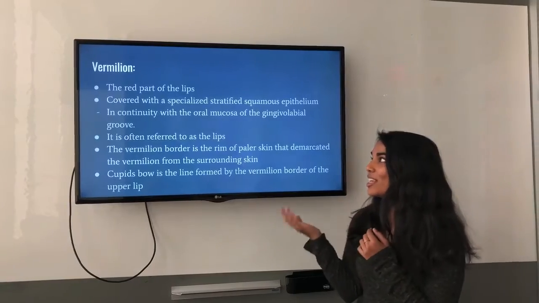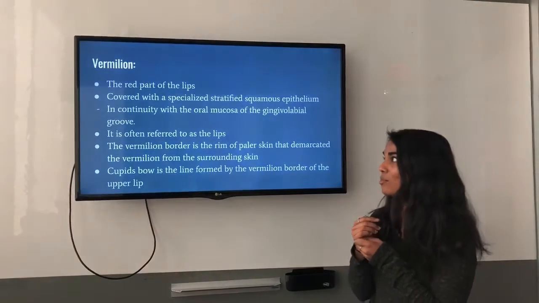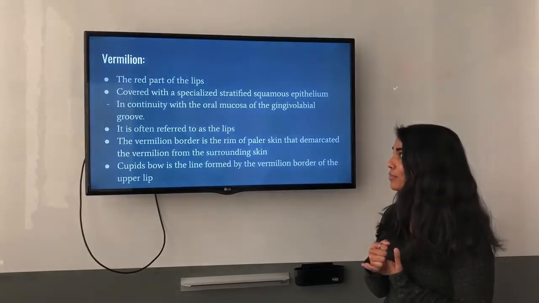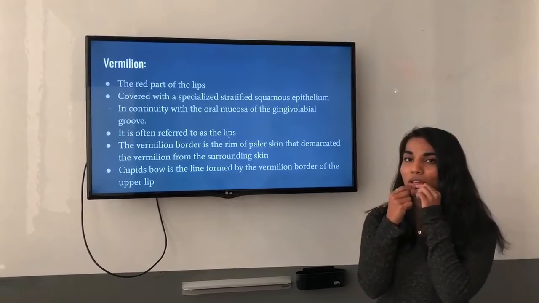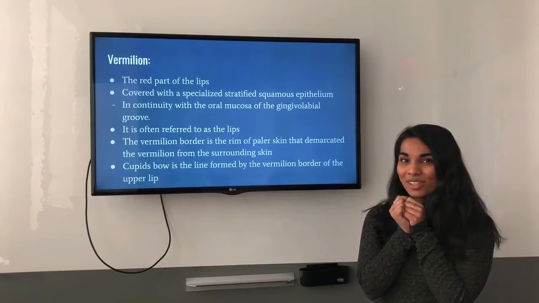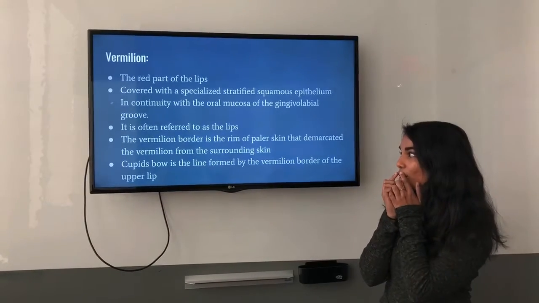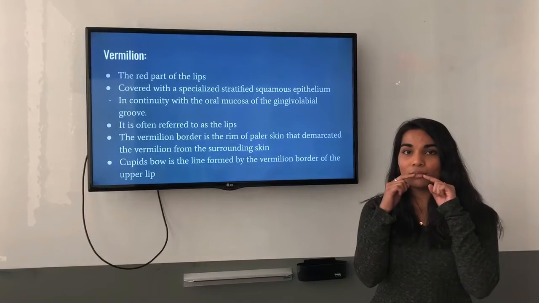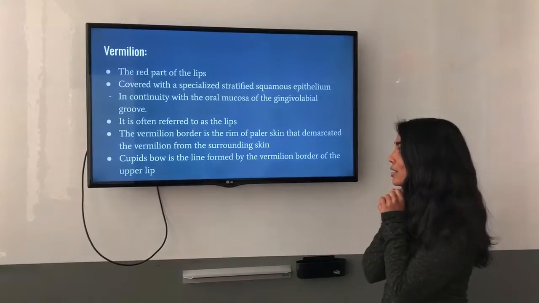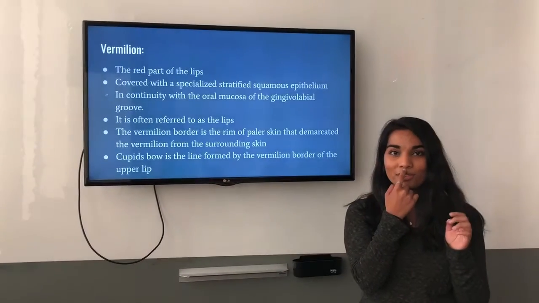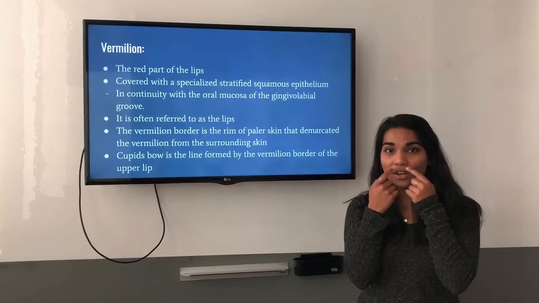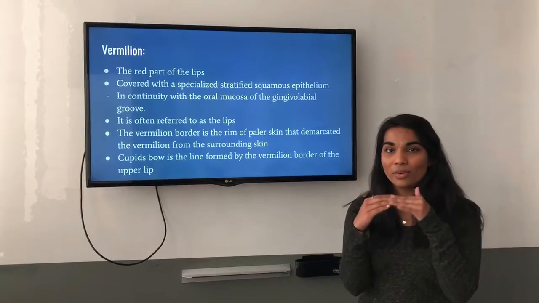The vermilion is the red part of your lips. It's covered with a specialized stratified squamous tissue, and it connects into the oral mucosa, which is a non-keratinized stratified squamous epithelium. The vermilion border is the rim of the vermilion, and then the hairy skin zone goes around the lips. Right here is the philtrum, which is connected to where Cupid's bow is. The ridges right there are where the philtrum is, and the Cupid's bow is right below it.